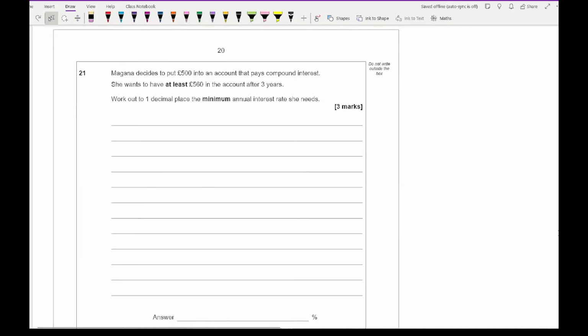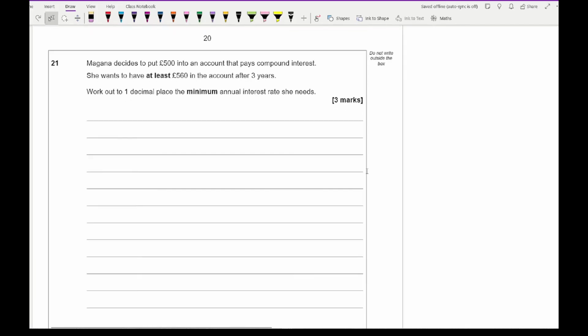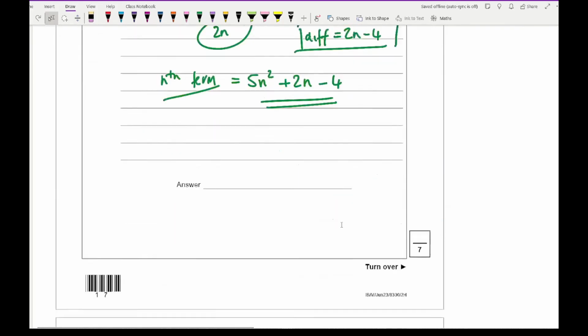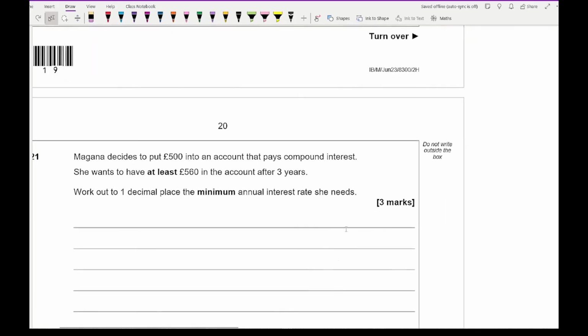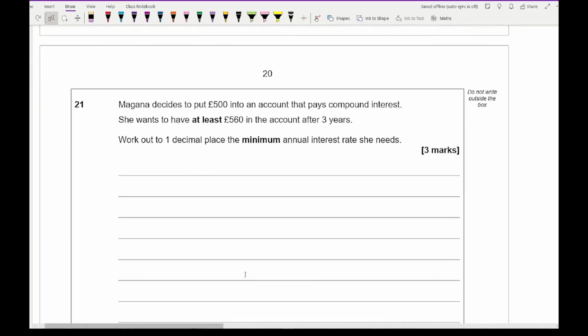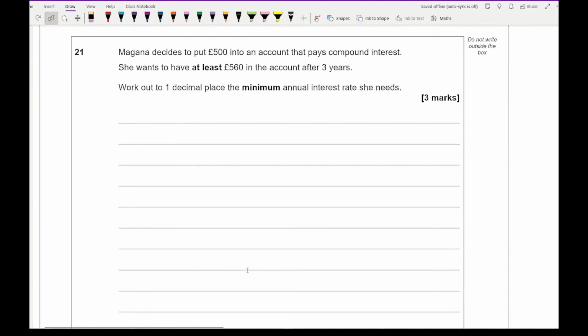Moving on to question 21, let's just zoom in so we can see it a little bit clearer on the screen. So let's just go back to the question, and it says that Morgana decides to put £500 in an account that pays compound interest. She wants to have at least £560 in the account after 3 years. Work out to one decimal place the minimum annual interest rate that she needs.